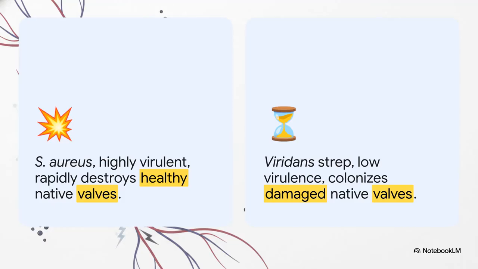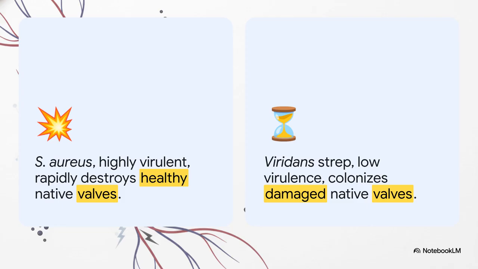We're going to establish our baseline framework right here with the virulence division. We really need to contrast two completely distinct clinical pathways. On one side, you've got acute infective endocarditis. This is driven by the highly virulent Staphylococcus aureus, and it strictly targets healthy, native valves. It hits hard, resulting in rapid, severe valvular destruction and profound systemic toxicity.